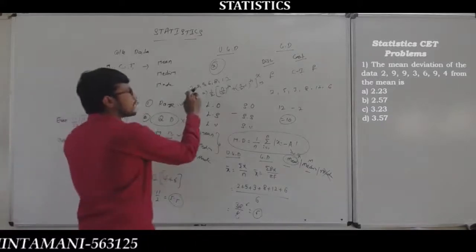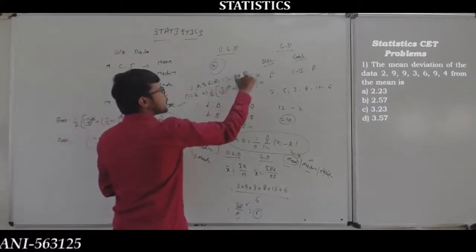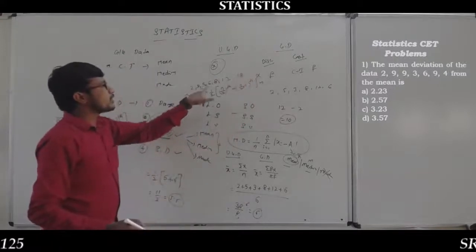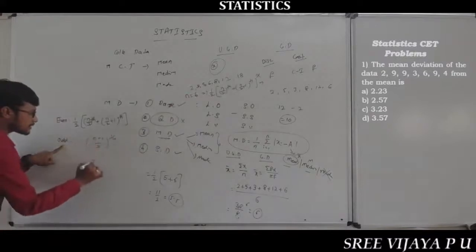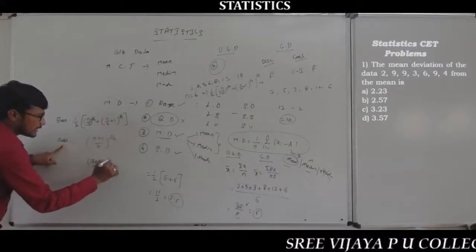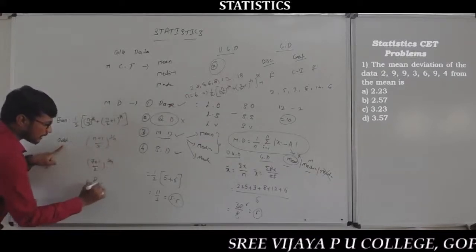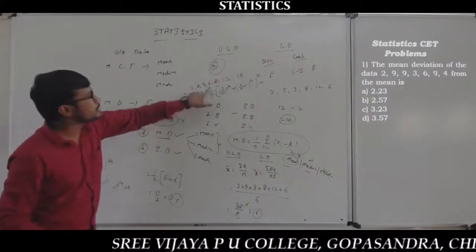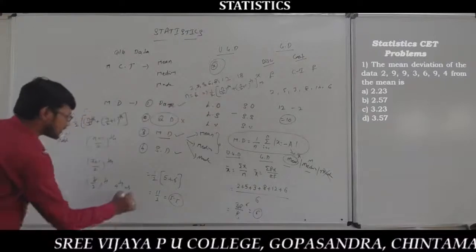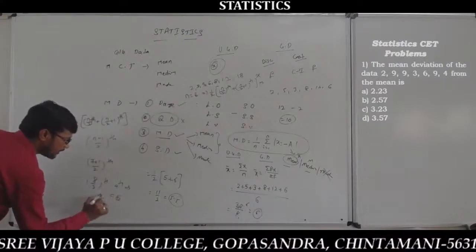Suppose it is 1, 2, 3, 4, 5, 6, let us take one more, 18. So 1, 2, 3, 4, 5, 6, 7, right? The number of observations is odd, so 7 plus 1 by 2. 7 plus 1 is 8, 8 by 2 is 4, so it is the fourth observation. In that, 1, 2, 3, 4, the fourth observation is 6, right? So that is called the median.